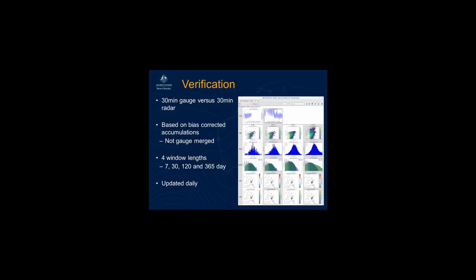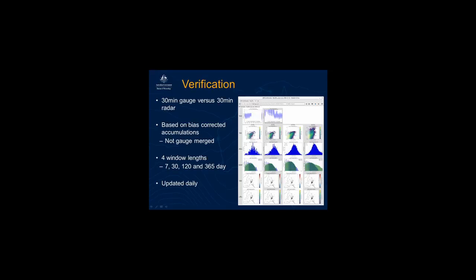So we base it on the 30-minute gauge versus the 30-minute radar, and then we're in the process now of also developing the daily radar versus the daily rain gauges. So this is an independent set of rain gauges. We look at four lengths of windows of statistics: the last 7 days, the last 30 days, and out to the last year.